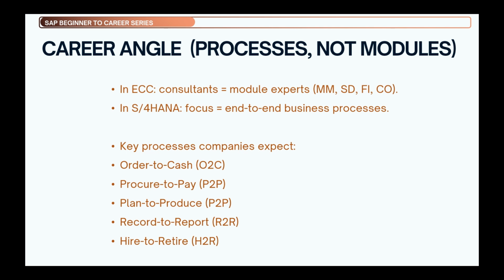So these are the key processes companies expect. In normal companies, these processes are there. So SAP also has evolved around those business processes. Order to cash completely manages your order processing part. Procure to pay handles your procurement cycle and the vendor payment cycle. Plan to procure manages your planning, scheduling, forecasting related activities and procurement.